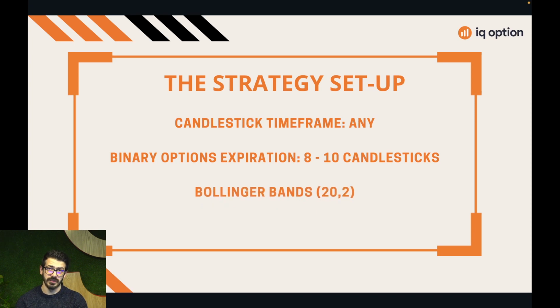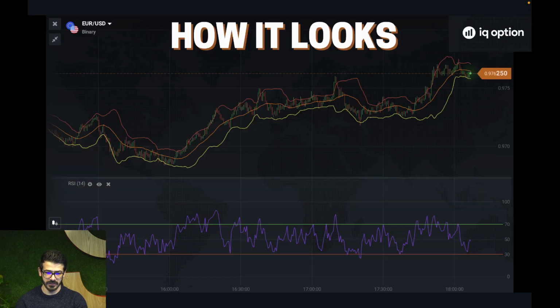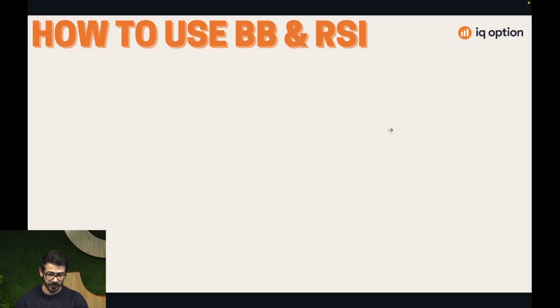Bollinger Bands settings are 20 and 2. And then we've got the RSI, it is on default settings. This is how it looks basically. This here is the Bollinger Bands, showing us the volatility in the market. And down there is the RSI reading for us the momentum of each trend. Okay, Bollinger Bands up here, RSI down there.